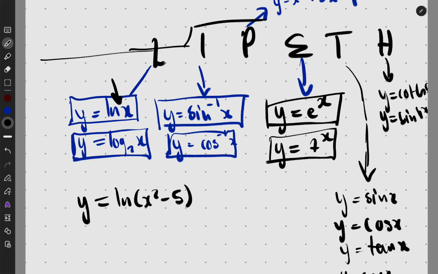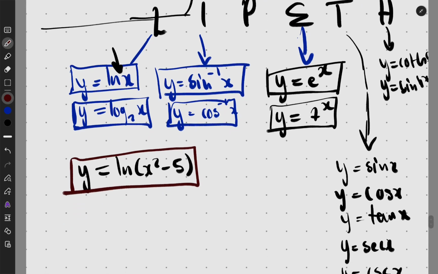This is no longer ln x. And if it's no longer ln x, it's no longer just a logarithmic function. It's now a composite function. What do you mean by composite? We have a function inside another. What is the one inside? It is a polynomial. What is the one outside? It's a logarithm. So we have a polynomial inside a logarithm. So this is now an example of a composite function where you use chain rule.